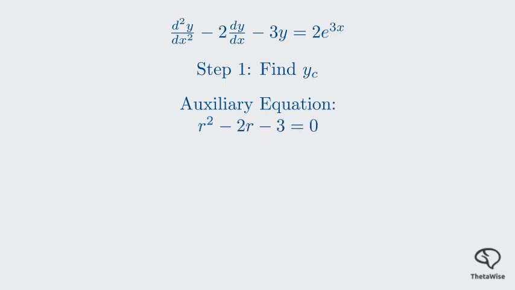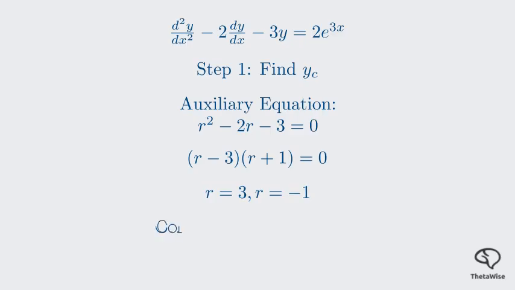Now we need to solve this quadratic equation. We can solve it by factoring. The factors of -3 that add up to -2 are -3 and +1. So we can factor the equation into the quantity r minus 3 times the quantity r plus 1 equals 0. Setting each factor to 0 gives us our roots: r equals 3 and r equals -1. These are real and distinct roots.